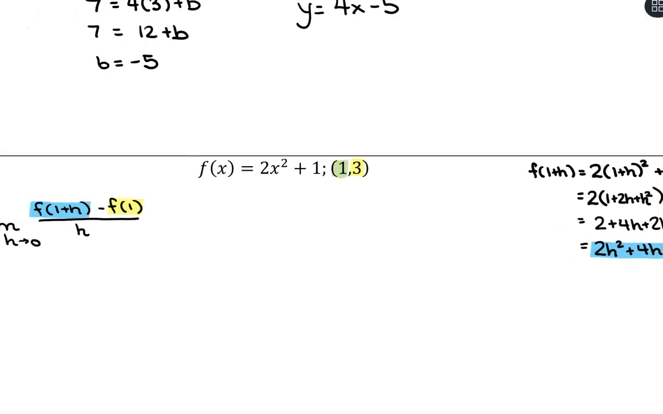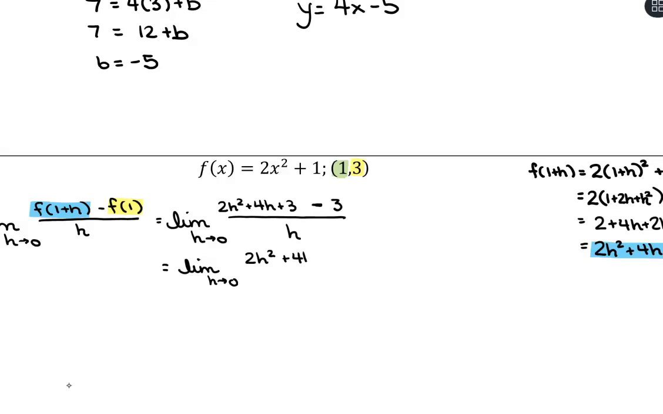And that's going to be what we substitute in for f of 1 plus h. So if I go back to my limit definition over here, we're still evaluating this limit as h approaches 0. I'm going to have 2h squared plus 4h plus 3, and then minus f of 1, which from our coordinate given we know is a 3, and then that's all divided by h. And simplifying down, we're still taking that limit as h approaches 0. Those 3's turn into 0, so we'll just have 2h squared plus 4h all over h. Then we have a common factor of h that can cancel out.